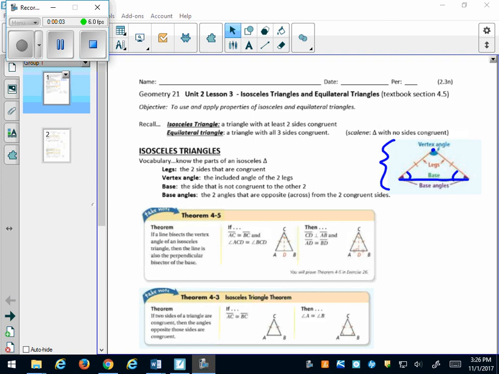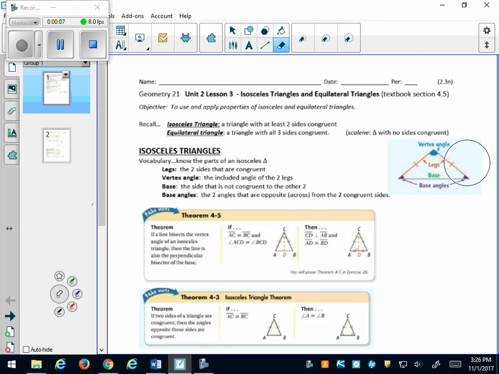Hello, this is Mrs. Myers, and we are going to be doing our lesson 2.3, and it's all about isosceles triangles. First of all, just to remember, an isosceles triangle means you have a triangle with at least two sides congruent, and an equilateral triangle has all three sides congruent.